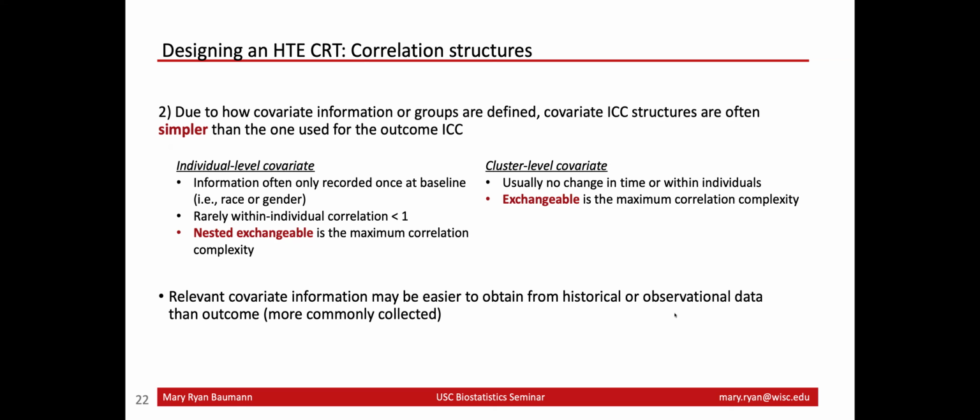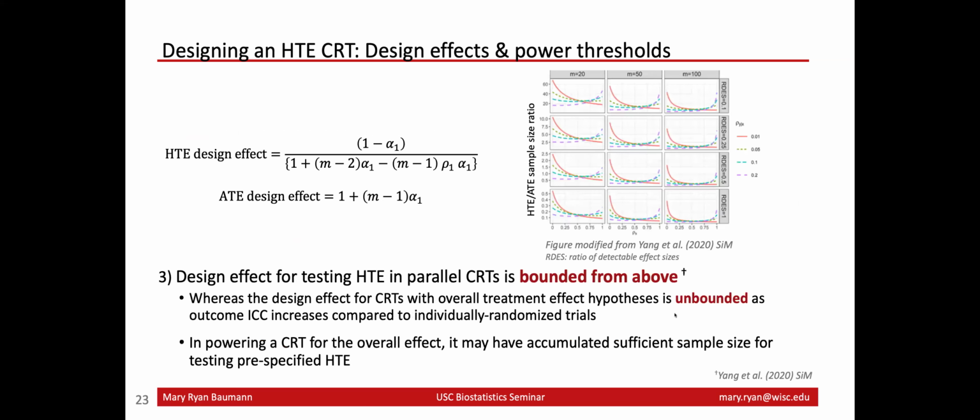On top of the fact that a lot of times this covariate information is a lot easier to obtain from historical or observational data than you would get from the outcome, because these subgroup characteristics are things that we commonly collect in lots of data sets, whereas those outcomes are very specific to very contextualized circumstances. So you might actually have more data to be able to estimate your covariate ICCs than you previously thought. So maybe not as hard as you thought it was going to be.